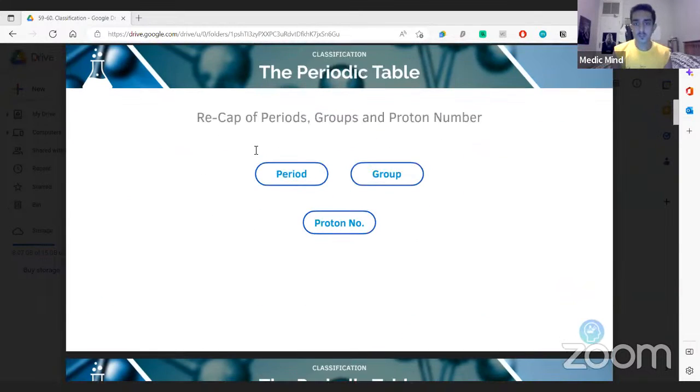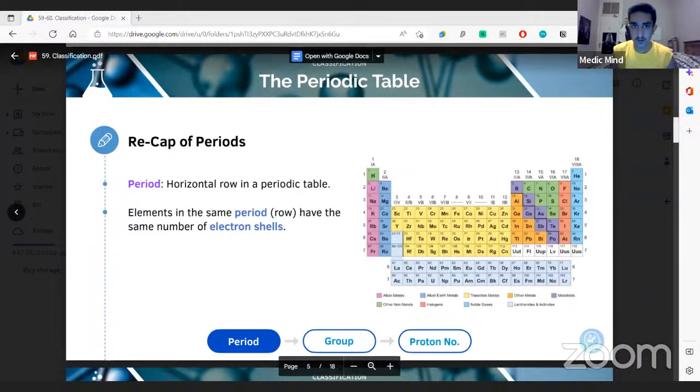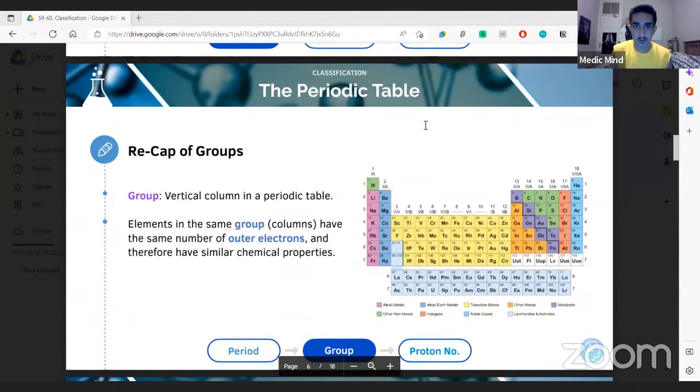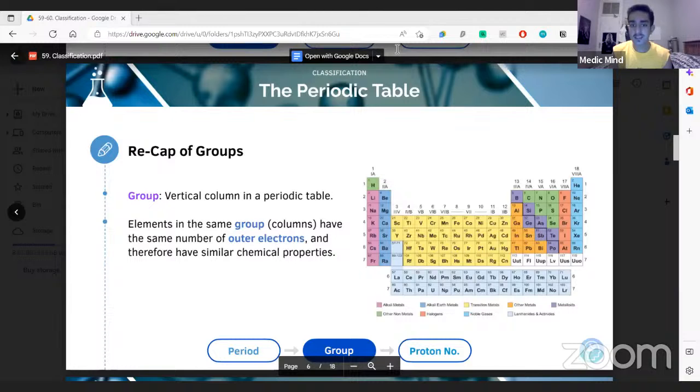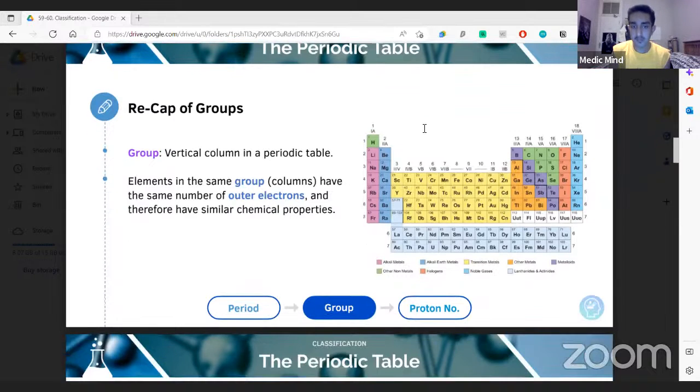Cool. Let's get into it. So, classification. So how does the periodic table work, basically? We'll talk about the meaning of these terms again. A period is a horizontal row in the periodic table. Elements in the same period will have the same number of electron shells, whereas a group is a vertical column in a periodic table, and elements in the same group will have the same number of outer electrons and therefore similar chemical properties.